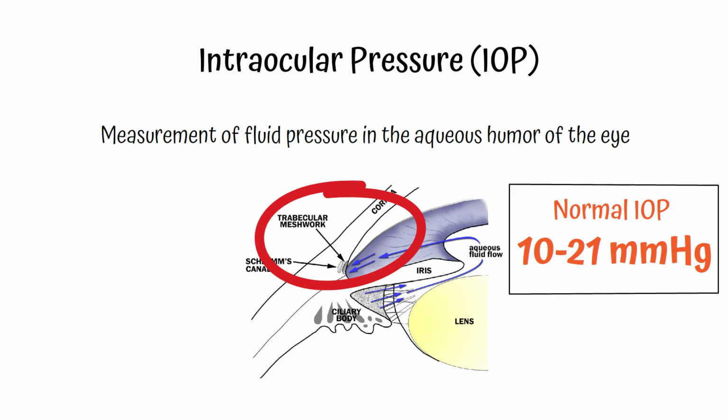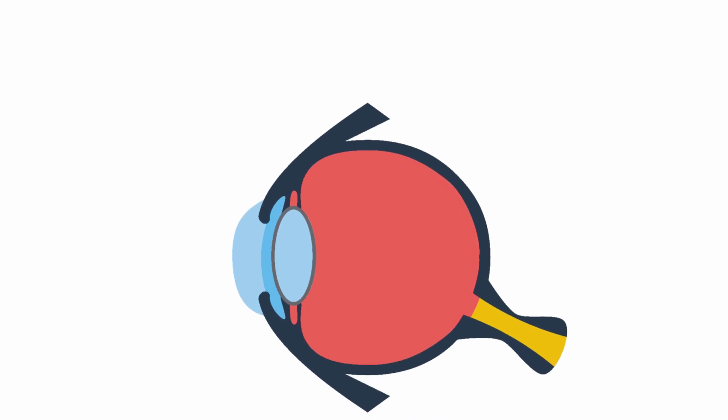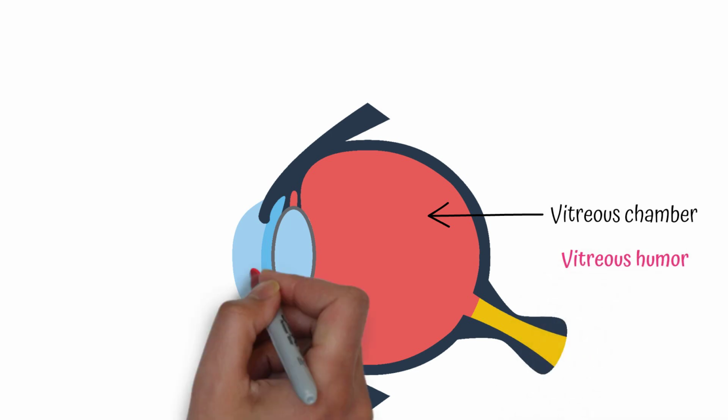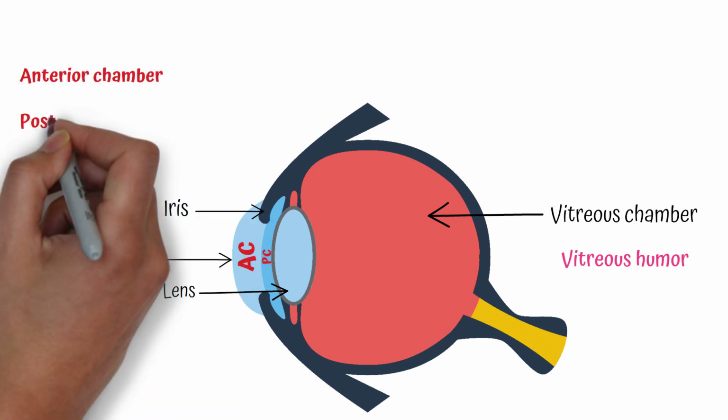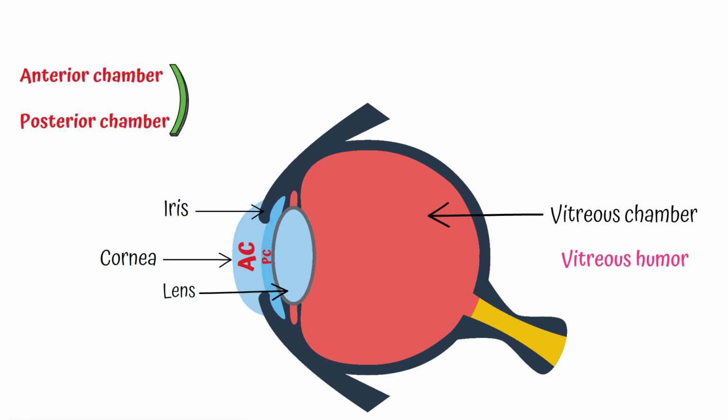In order to understand the concept of raised intraocular pressure, let's have a look at the anatomy and physiology of the eye. The vitreous chamber makes up the bulk of the eye, and this contains vitreous humor. The anterior chamber lies between the cornea, which is the clear outer layer at the front of the eye, and the iris. The posterior chamber is the space between the iris and the lens. Both the anterior and posterior chambers are filled with aqueous humor.